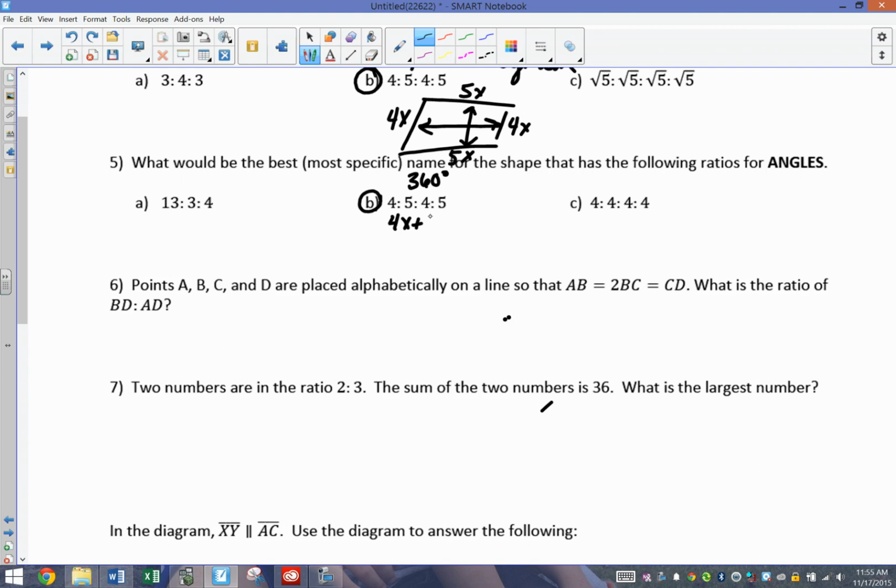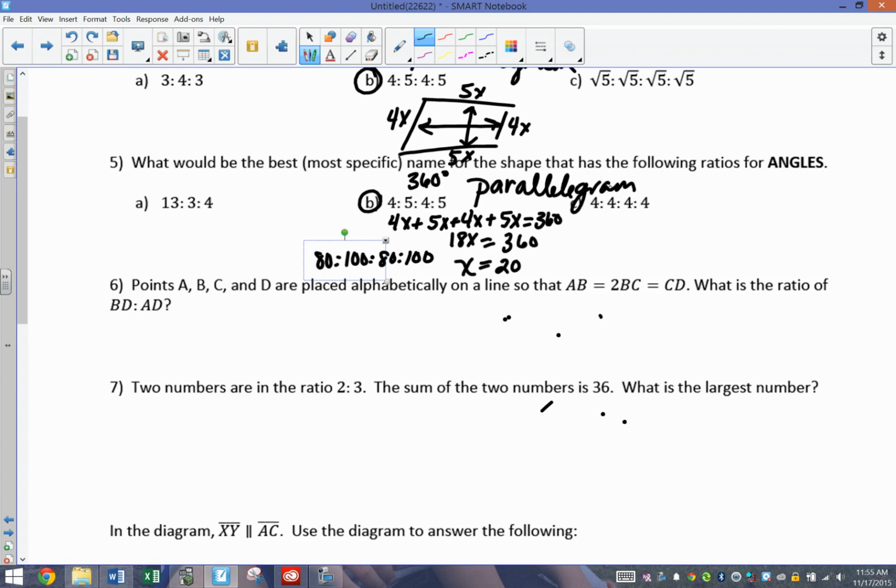So 4x plus 5x plus 4x plus 5x equals 360 if these are ratios for angles. So that's 18x equals 360. So x is 20 degrees. So my angles are 80 to 100 to 80 to 100. I'm noticing that the opposite angles are going to be equal and consecutive angles add up to 180. This is again a parallelogram. We're going to know they're a parallelogram. Okay? All right, the rest of those you should be fine with.